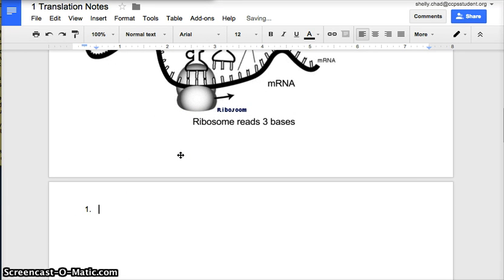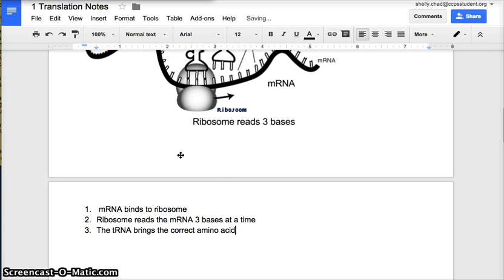So 1, mRNA binds to the ribosome. 2, the ribosome reads the mRNA 3 bases at a time. 3, the tRNA brings the correct amino acid, and it's based on those 3 bases, to the ribosome. And then 4, the amino acids are put together to make a protein. Alright, easy.